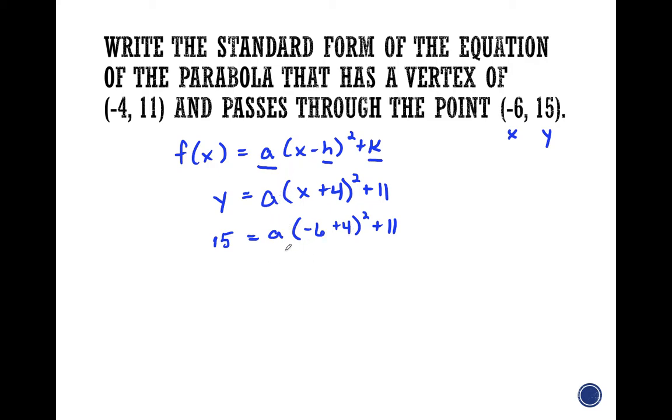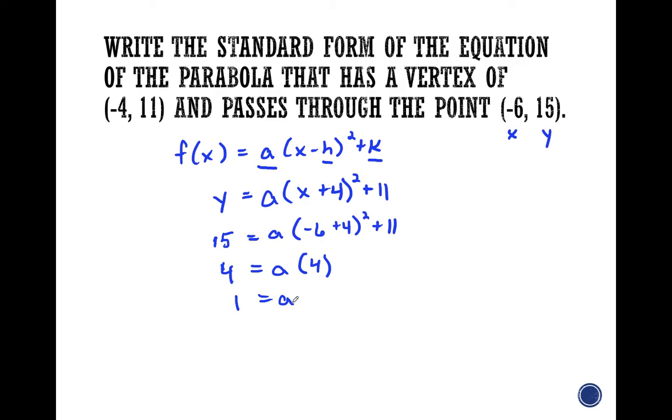So if we do that work here, I'm going to go ahead and subtract 11 from both sides. So I end up with 4 over here is equal to a times (negative 6 plus 4), right? That would give me negative 2, but negative 2 squared is positive 4. So I end up with 4 is equal to a times 4. So I'm just going to divide both sides by 4, and I know that a is equal to 1.